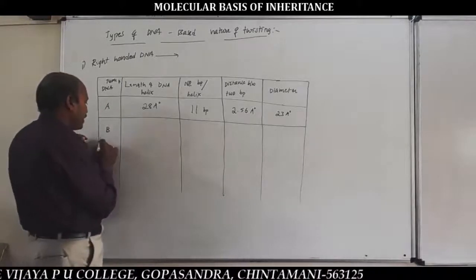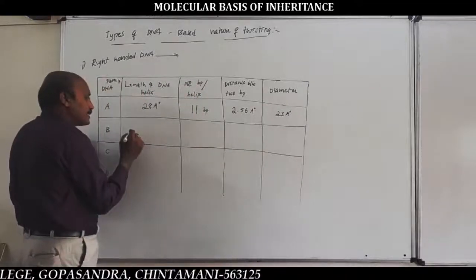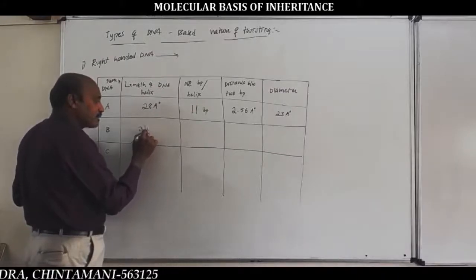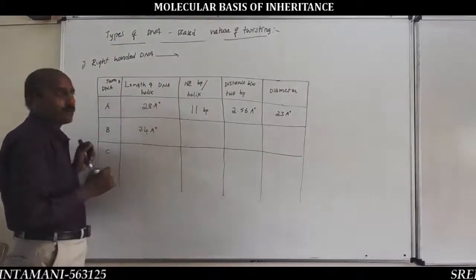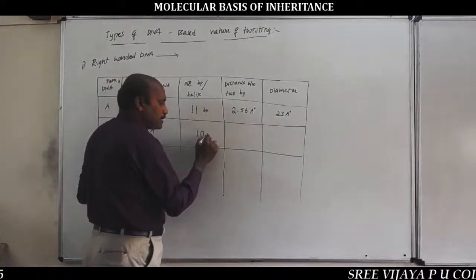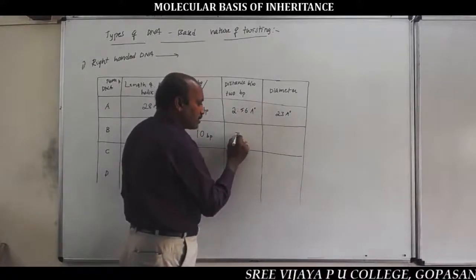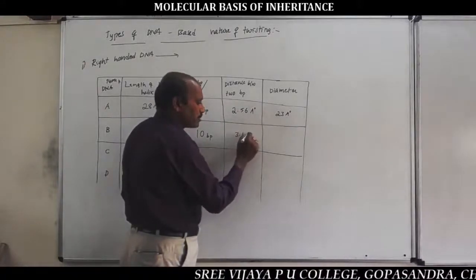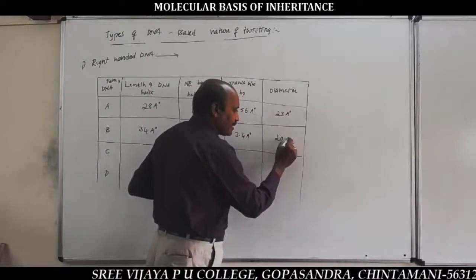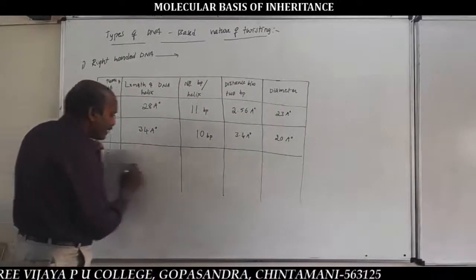In B DNA, length of DNA helix, DNA gyrus is 34 angstroms. Number of base pairs per helix, 10 base pairs. Distance between two base pairs is 3.4 angstroms and diameter is 20 angstroms.